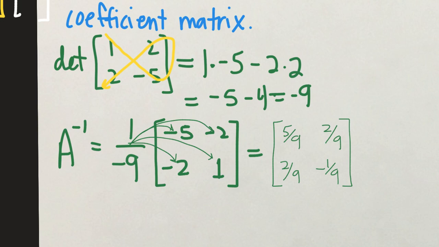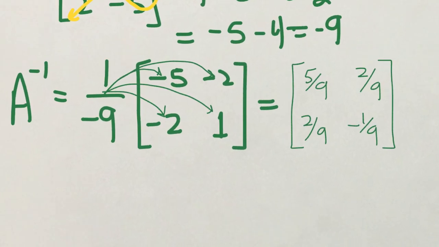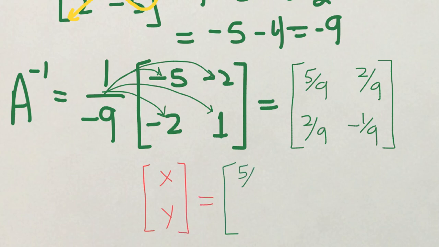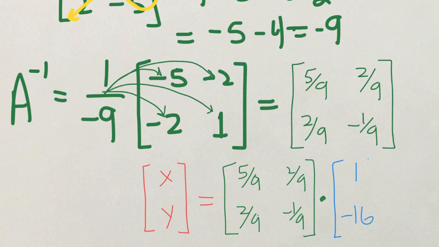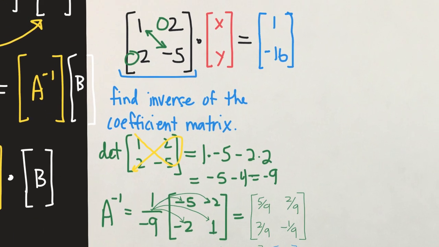Now that we've found our inverse matrix, let's solve for your variable. So we have the xy, that's your variable matrix, equals our inverse, right? We multiply on the left, so 5/9, 2/9, 2/9, and -1/9. That's your inverse matrix, and we multiply that by 1 and -16, which was your solutions matrix from up there, right? 1 and -16.